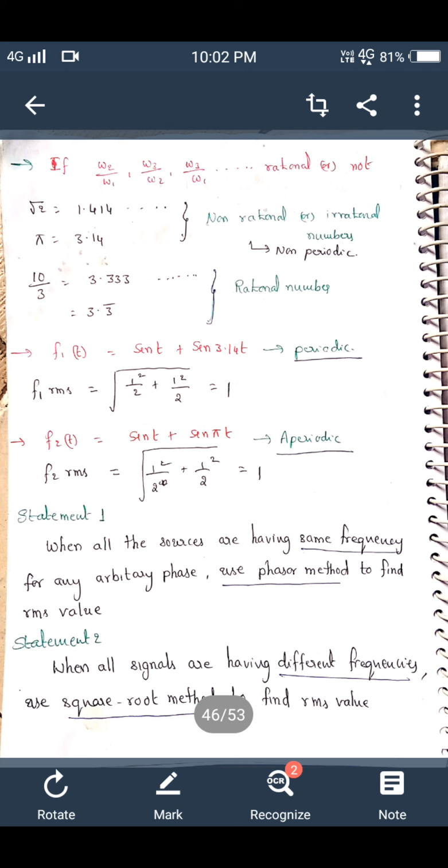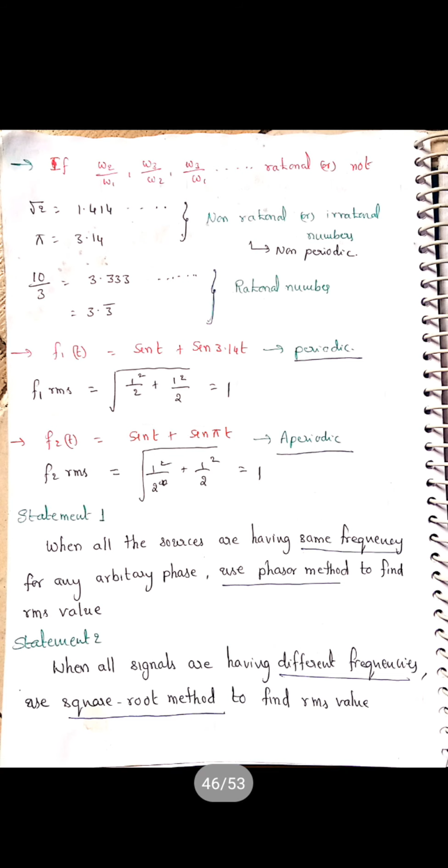Use square root to understand this. See the above example, a periodic function is specified there: f(t) is given as sin t plus sin 314t. One signal has frequency omega equal to 1 and the other has 3.14, meaning different frequencies. Then the RMS value is the root of the sum of squares. The maximum value is 1, so the RMS value is 1 by root 2. So the RMS value squared is 1 square by 2 plus 1 by 2, under root, which is equal to 1.